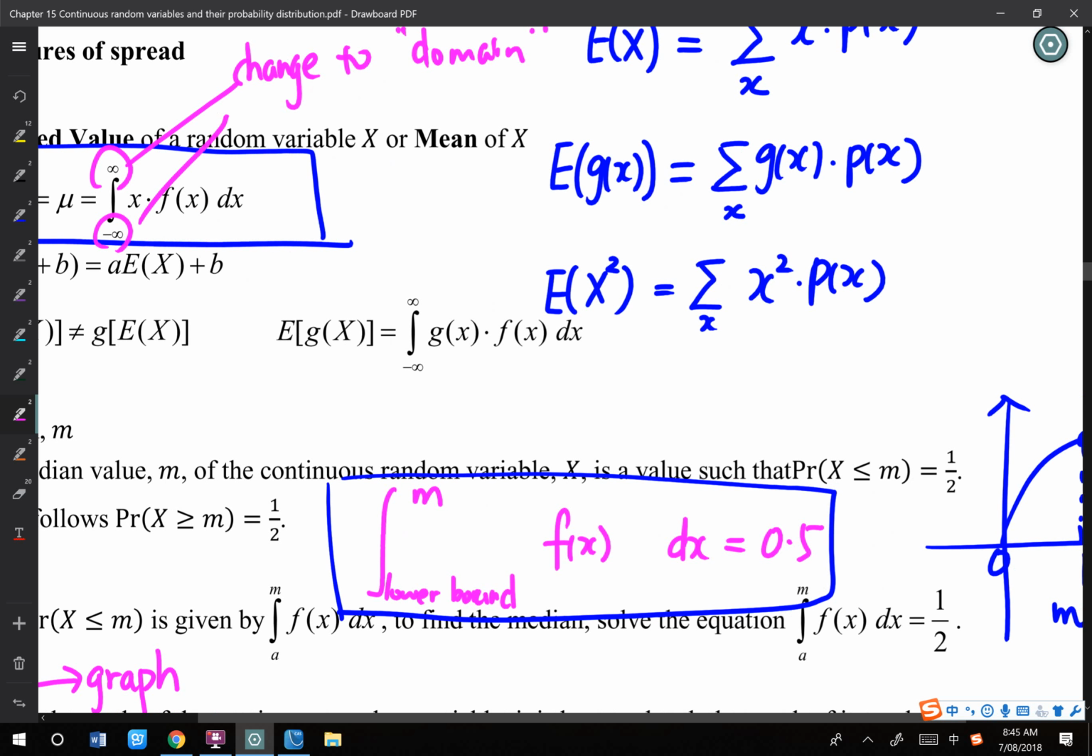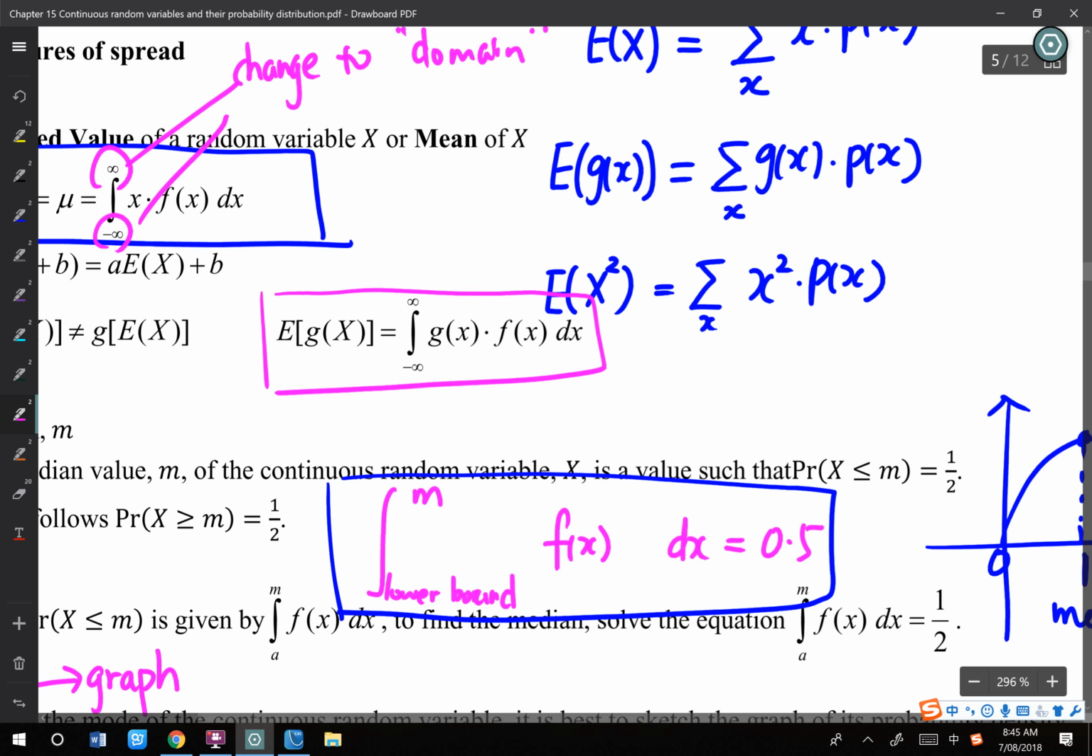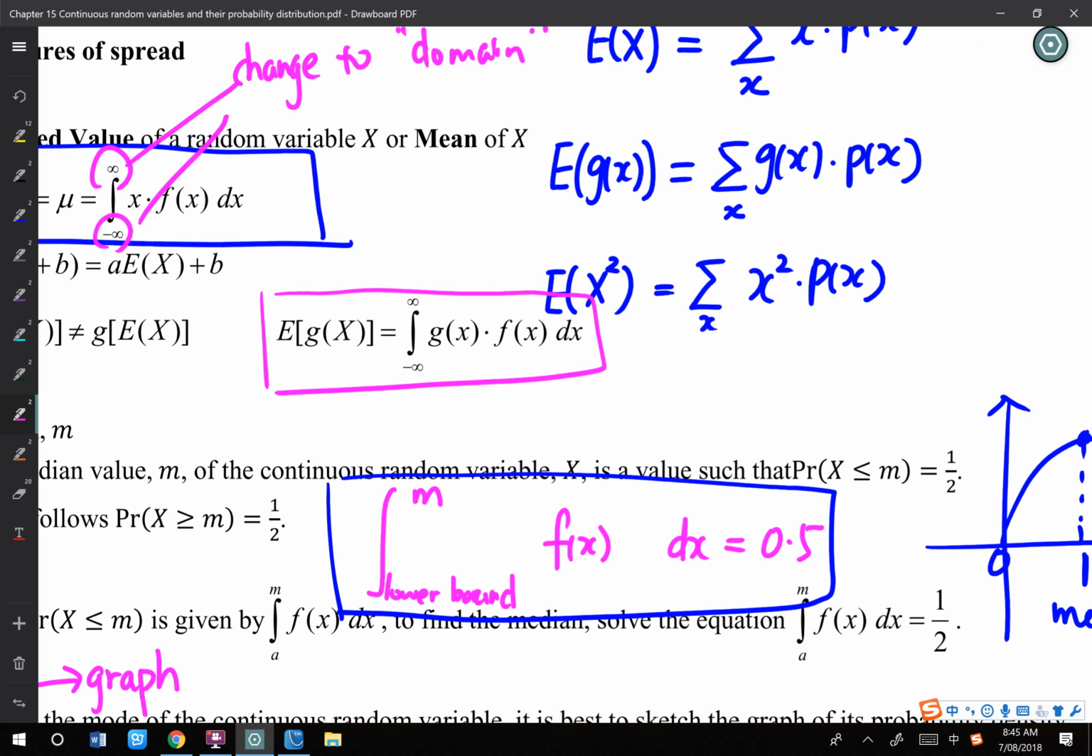And therefore, what is expected g(x)? Expected g(x) is just g(x) times the f(x), and we integrate that over the given domain, from the lower bound to the upper bound. So it's exactly the same thing. Instead of summing all the things, now we integrate, because integral means the sum of all the values for infinitely many numbers in between a to b. So same formula.